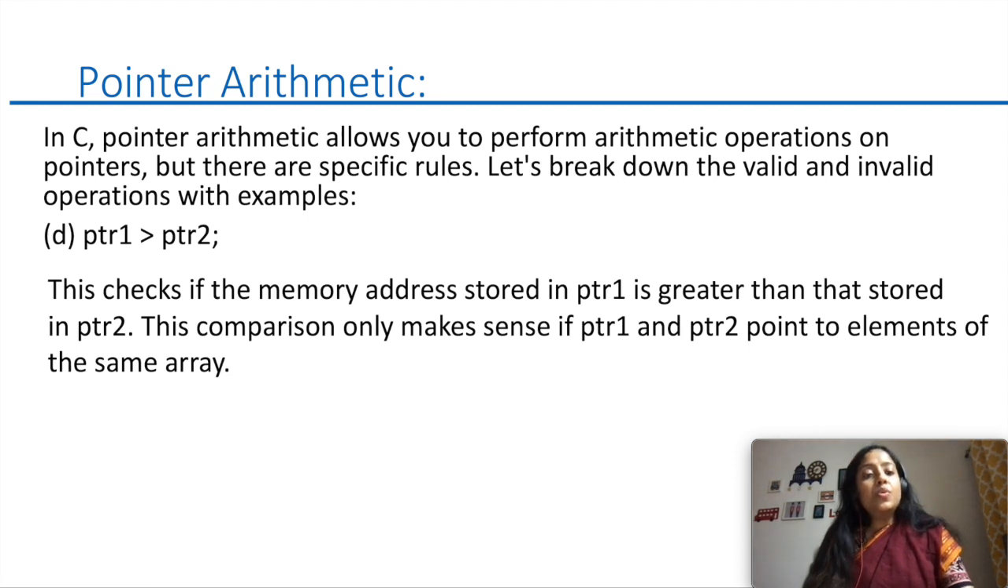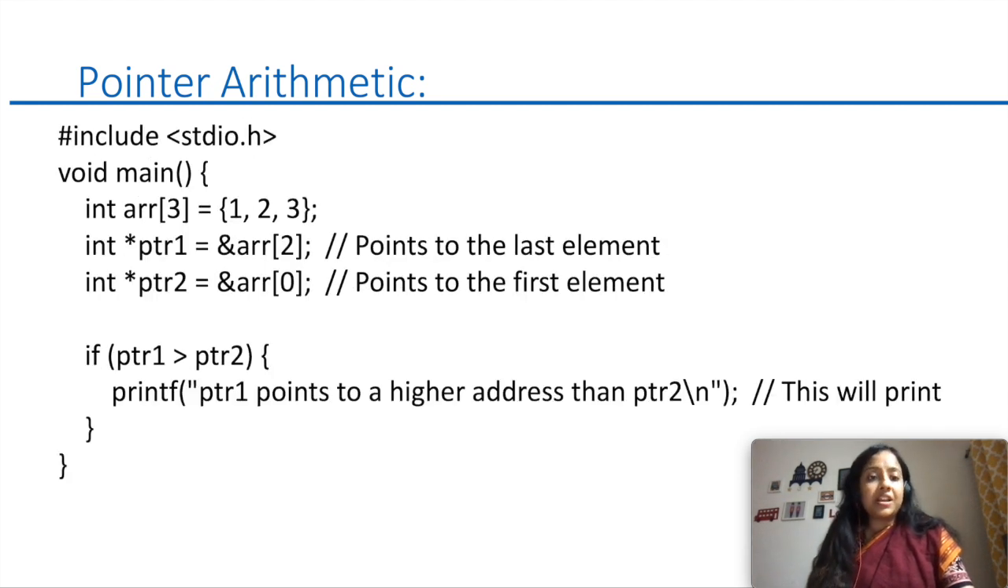Let us go to the fourth example. If in any problem we are writing PTR1 greater than PTR2, it will check the memory address stored in PTR1 and check whether it is greater than the address stored in PTR2. This comparison only makes sense if PTR1 and PTR2 point to elements of the same array. For example, here we have an array which has 3 elements, 1, 2, 3. So ARR[0] is 1, ARR[1] is 2, ARR[2] is 3.